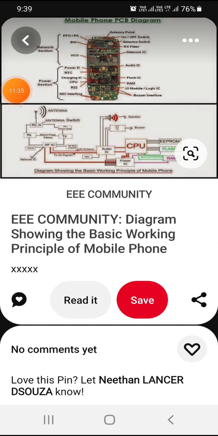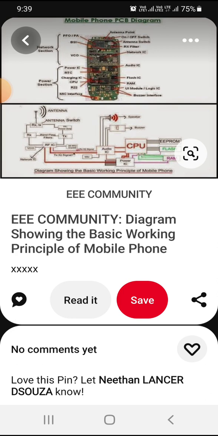Mobile phone PCB diagram. If you see this diagram, you have a network section and a power section. With that, you have the antenna point in the upper part of the mobile phone, and an on/off switch where you can turn the mobile phone on and off, plus the antenna switch and RF filter.